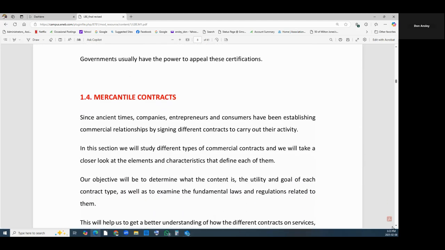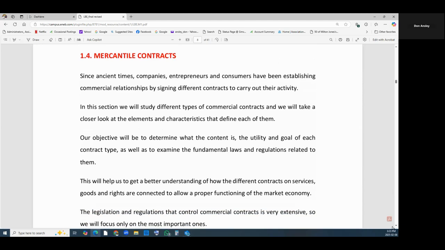Mercantile contracts. Since ancient times, companies, entrepreneurs, and consumers have been establishing commercial relationships by signing different contracts to carry out their activity. In this section, we will study different types of commercial contracts, and we will take a closer look at the elements and characteristics that define each.